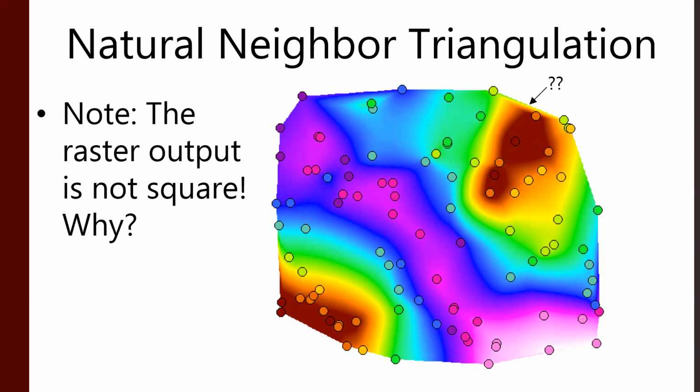Nearest neighbor triangulation. We can see the relationships. We got kind of a weird thing in the top, right? Because we only have those 3 closest points, they aren't giving us a ton of maybe reasonable data. We can also see that our output is not square. Why do you think this output might not be square?